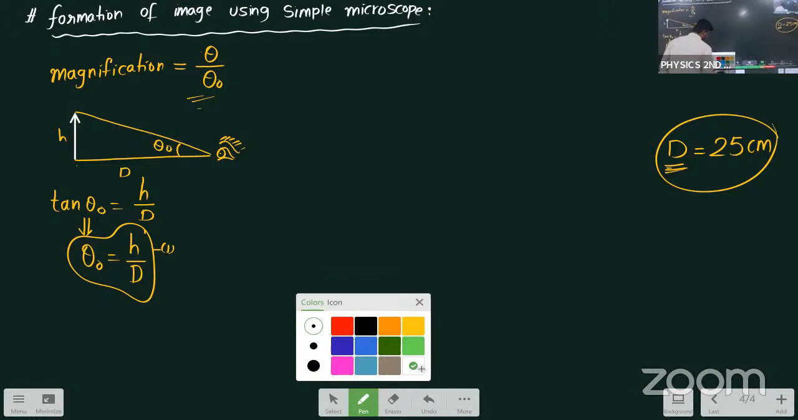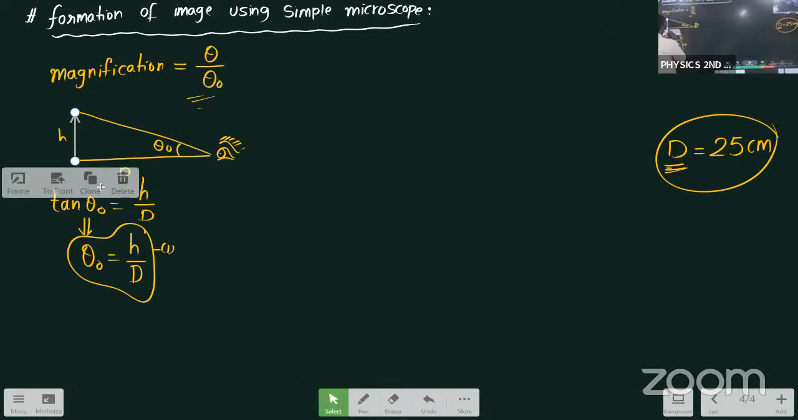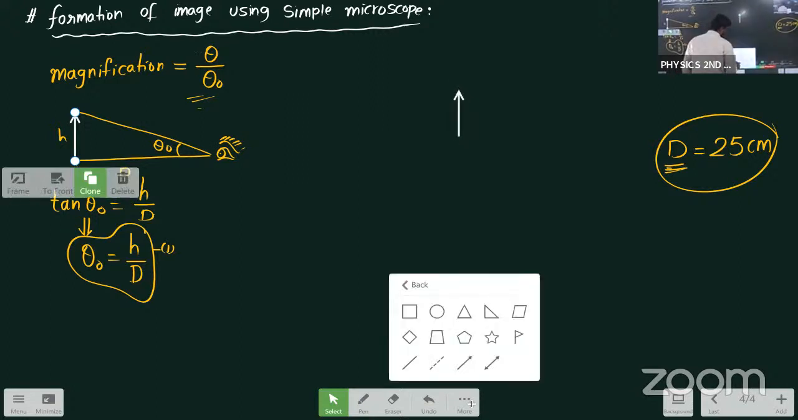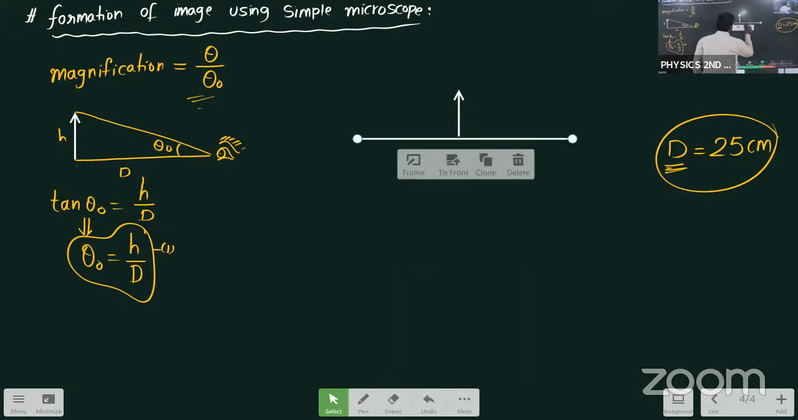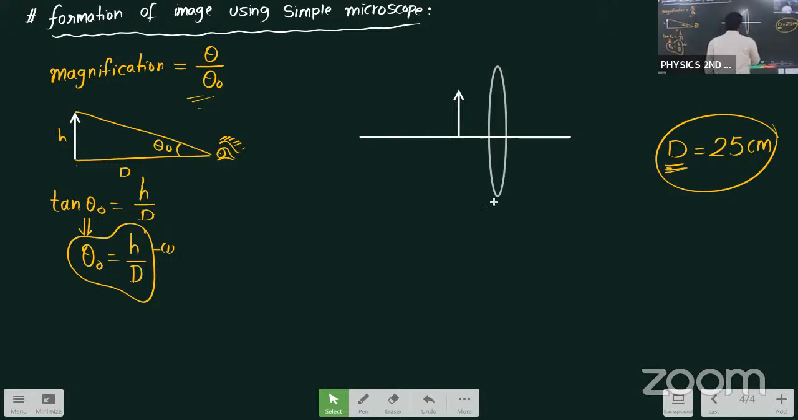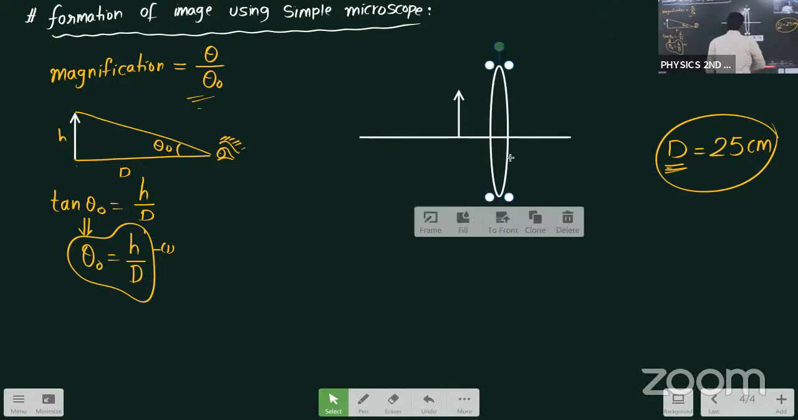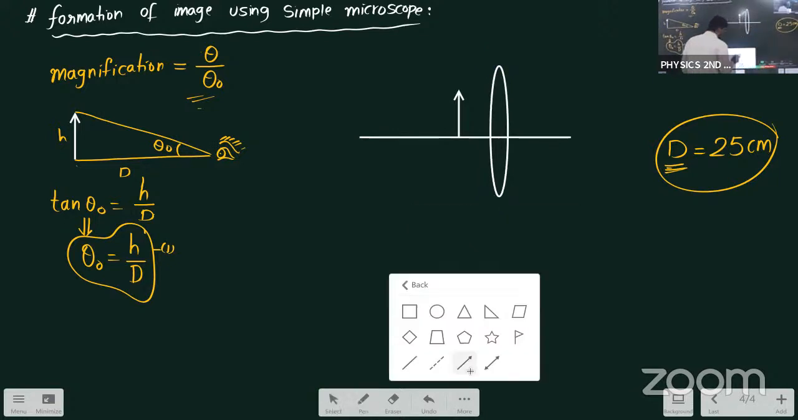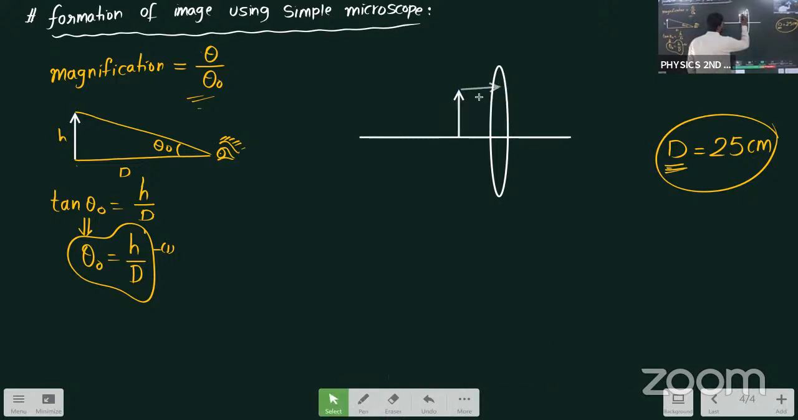Now let us use the lens. Again, I am taking the same object and placing it somewhere here. I am using a convex lens for seeing this object. I hope everyone knows about ray diagrams. How many minimum rays are required for forming an image? Only 2 minimum rays are required.